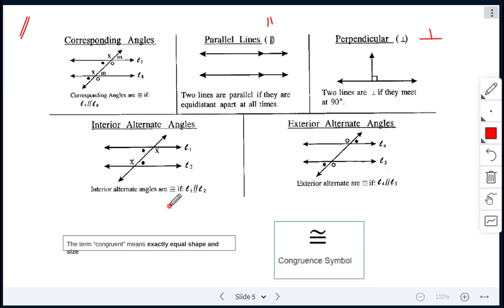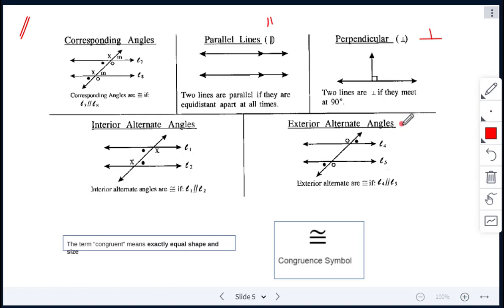All right, so next we get into interior alternate angles. Again, line 1 and line 2 are parallel to each other, and therefore the interior alternate angles are congruent. So this angle here, X and X, those are the interior ones. They're on the inside, and therefore X and X are the two interior alternate angles, and so are the two closed dot angles. And again, that works if line 1 and line 2 are parallel.